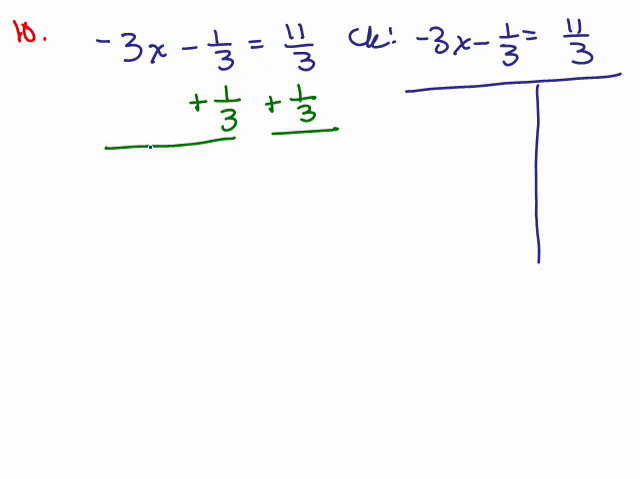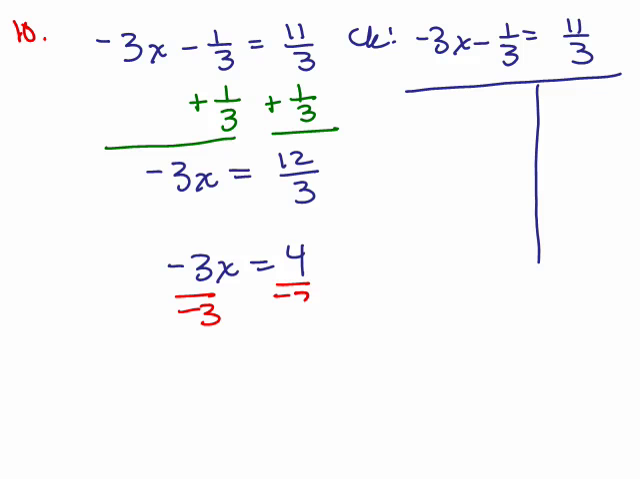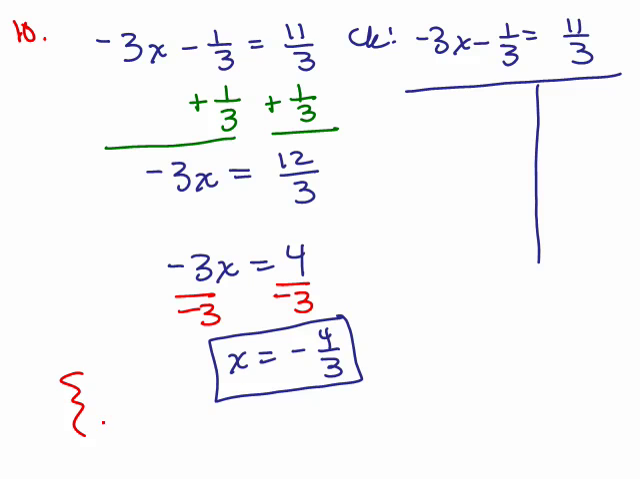So we have negative 3x equals, all right, let's do this. 11/3 plus 1/3 is 12/3. But 12/3 is 4. So this is really just negative 3x equals 4 when all is said and done. So now we have to divide by negative 3 to solve for x, so that I get x equals negative 4/3. Don't leave your minus sign in the denominator. Just put it out in front, or you can put it in the numerator. So if this is correct, the solution set using braces would be negative 4/3.